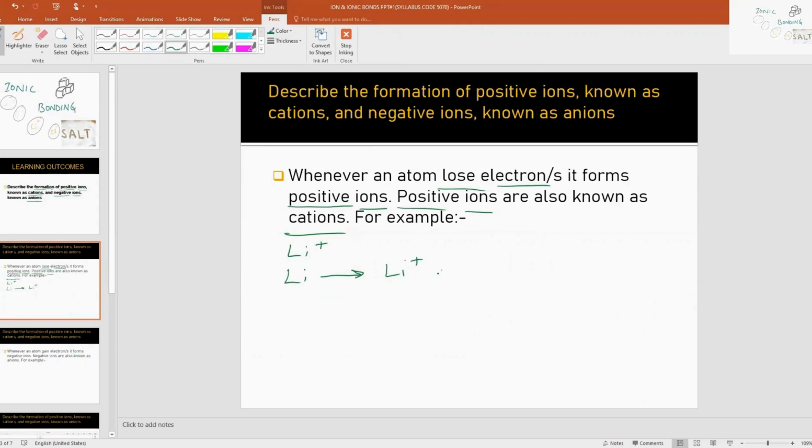As it has lost electrons, I have to show the electron on the right side of the equation. It has lost one electron. That's why I'm showing only one electron with the charge.